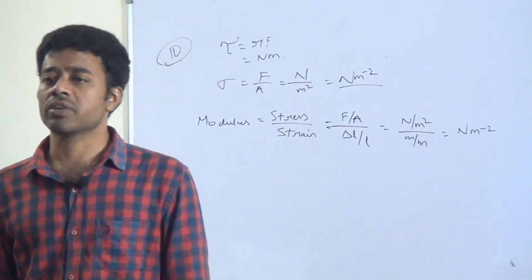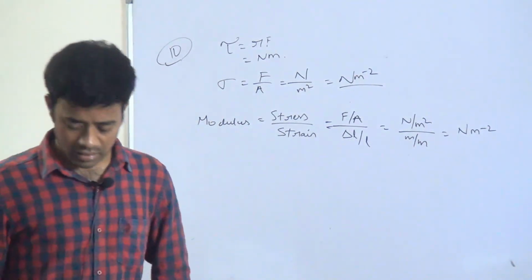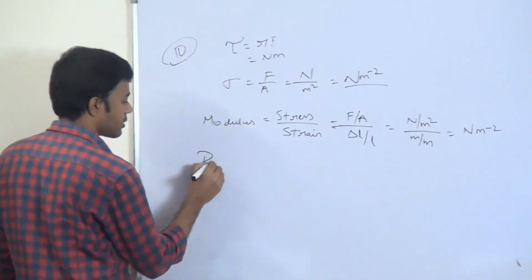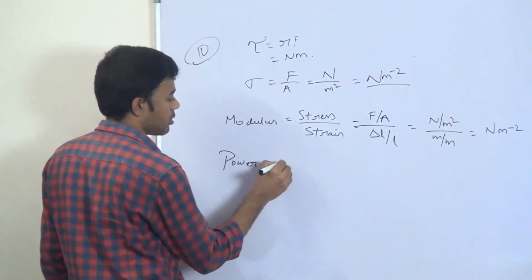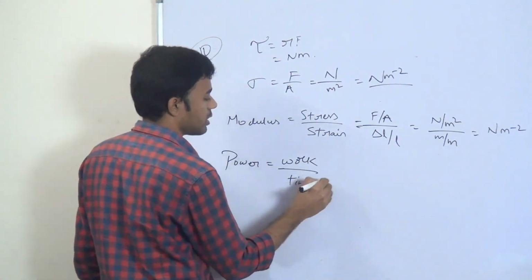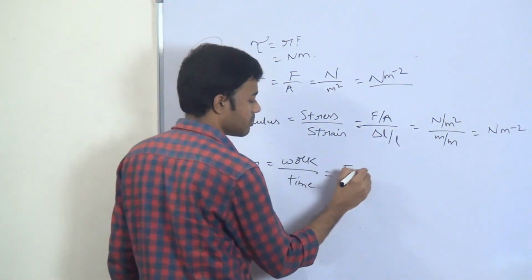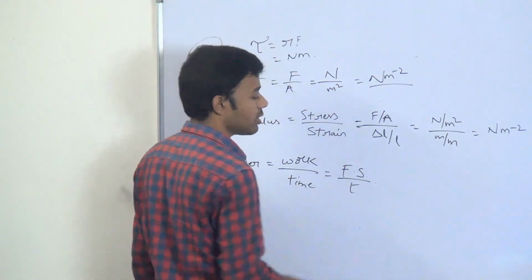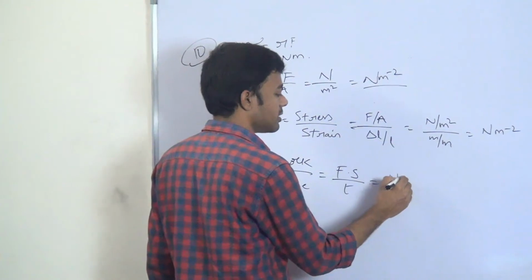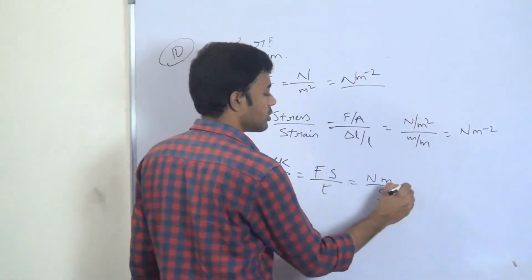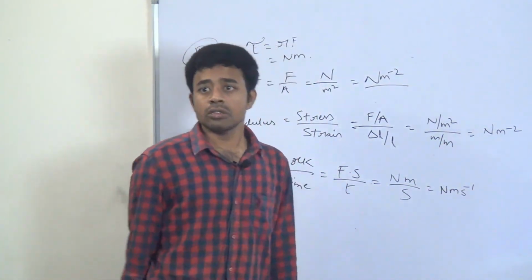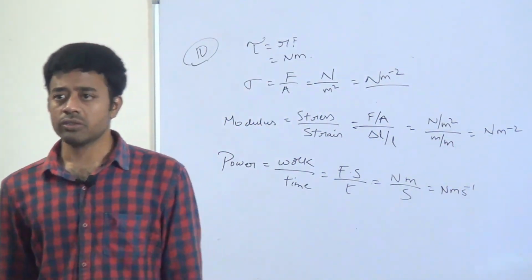Next option D, power. Power equals work done per time. We know that power equals work done per time, and work done equals force into displacement. Here we know that the unit of force is Newton, the displacement is meter, and time is second. So it is Newton meter second inverse. So option D, power, is also true.